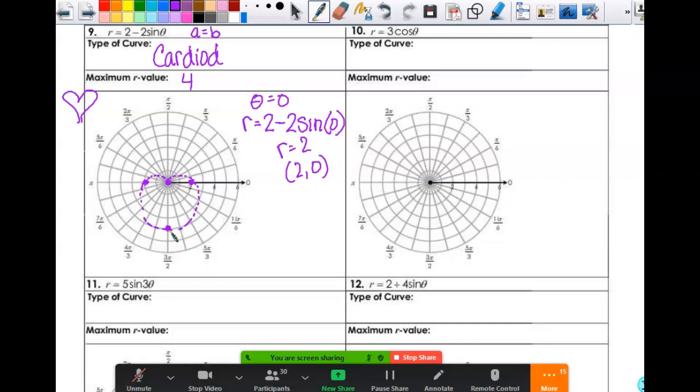All right, let's look at number 10. What type of curve is this?